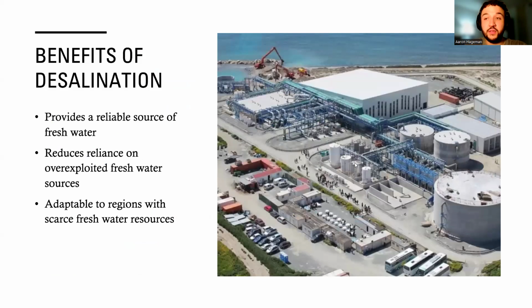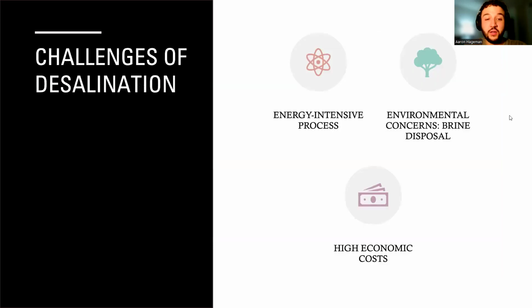Some of the benefits of desalination are that it provides a reliable source of fresh water, especially for coastal communities, and it reduces reliance on overexploited freshwater sources. This can also be implemented in regions facing scarce fresh water. In this map, you can see the construction of a desalination plant in Saudi Arabia to tackle this water scarcity by converting their seawater into fresh water.